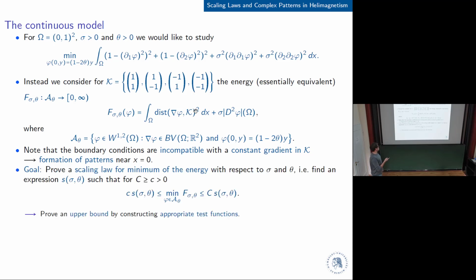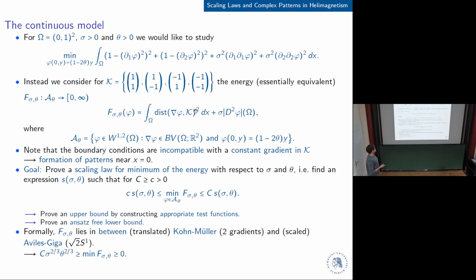Okay. And so we'll try to prove that in terms of the scaling law, which simply means that we want to find an expression depending on sigma and theta, such that up to multiplicative constants, which might be different, the minimal energy here behaves like this expression. And in order to do that, of course, you have to do two things. For the upper bound, you have to come up with an appropriate competitor, which essentially gives you the optimal scaling, and then you have to prove a matching lower bound.